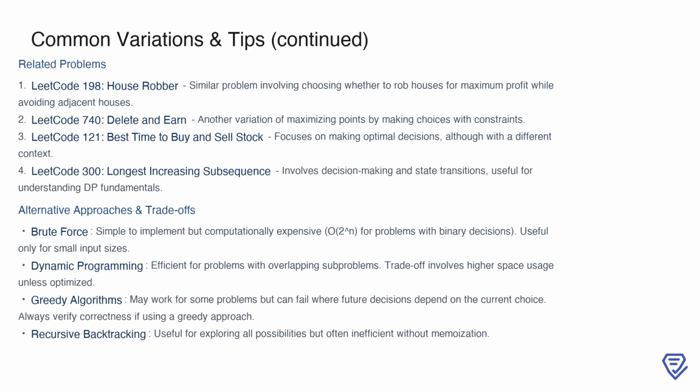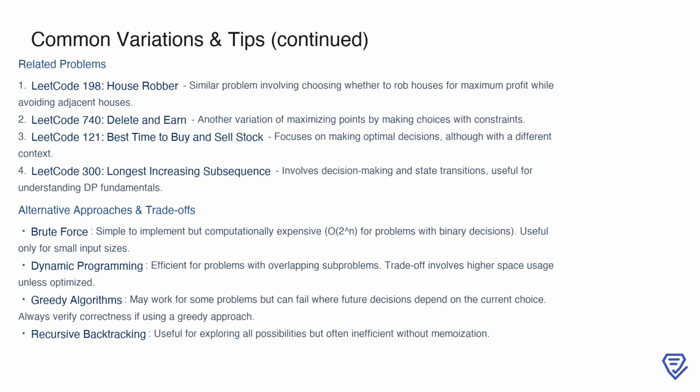Let's look at some related problems and alternative approaches to solving them. LeetCode 198, House Robber, is a classic example where you maximize profit by deciding whether to rob houses, avoiding adjacent ones. Similarly, LeetCode 740, Delete and Earn, involves maximizing points with constraints, using a strategy that feels similar to this problem. LeetCode 121, Best Time to Buy and Sell Stock, focuses on making optimal decisions, though it's in a different context. And LeetCode 300, Longest Increasing Subsequence, is another problem that relies on decision-making and state transitions, making it a great way to build DP fundamentals.